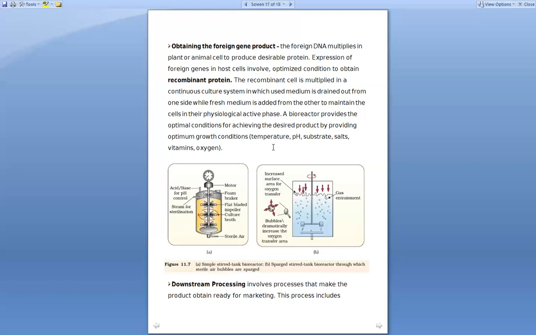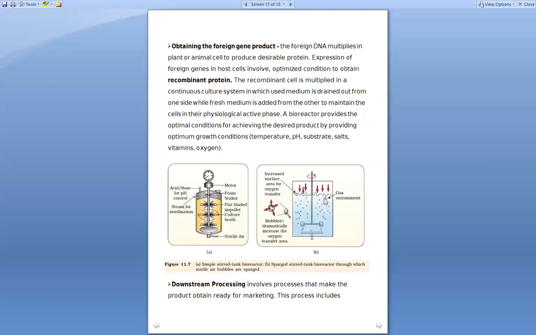So continuously the cells are getting fresh medium, and for this reason the cells maintain themselves in the physiological active phase. For this reason more and more recombinant protein is formed. A bioreactor provides the optimal condition for achieving the desired product by providing optimum growth conditions, right?